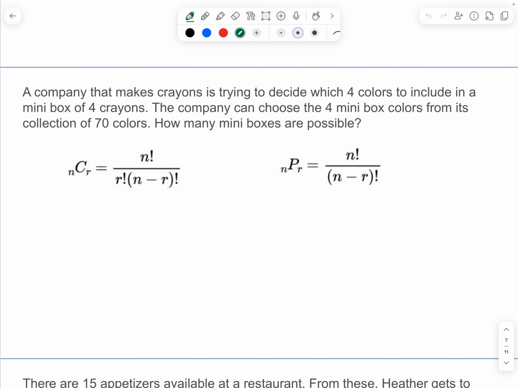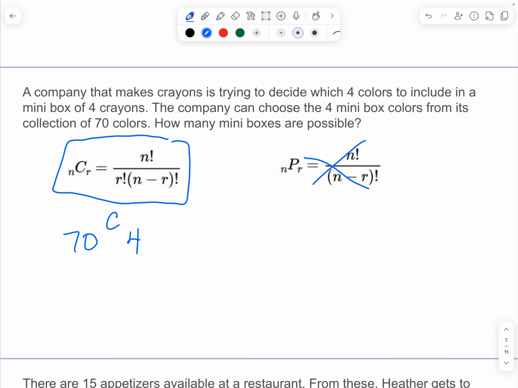Okay, so I put the combination and the permutation formula on here because we need to decide, is this a combination scenario or is this a permutation scenario? They say nothing at all about the order of the colors. So if order doesn't matter, we're going to choose the combination. We're not going to do a permutation. So what we're looking for is, we've got 70 colors and we're going to choose 4. Our 70 becomes our N, the total number of items, and R is those 4 colors they're going to choose.